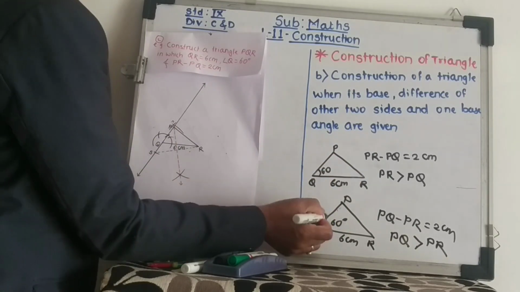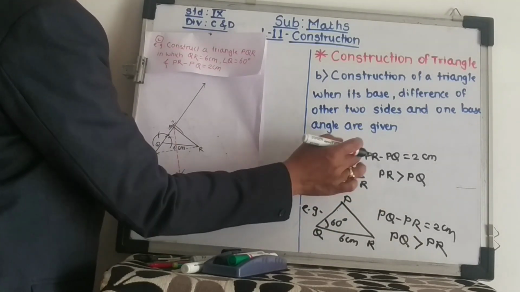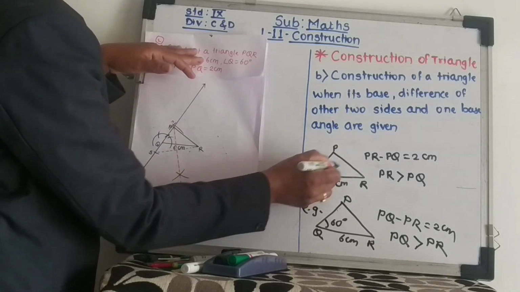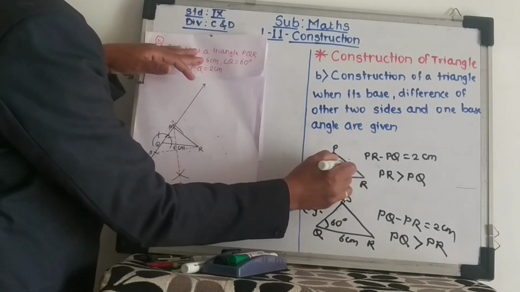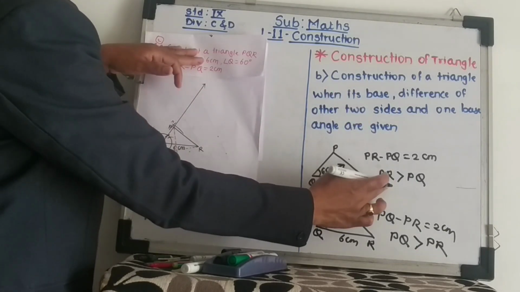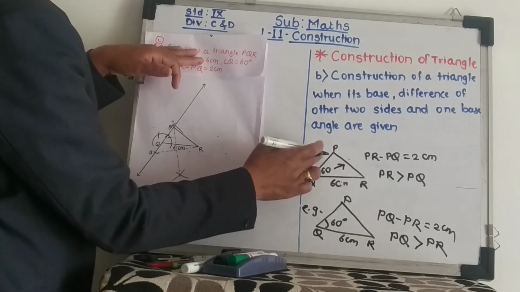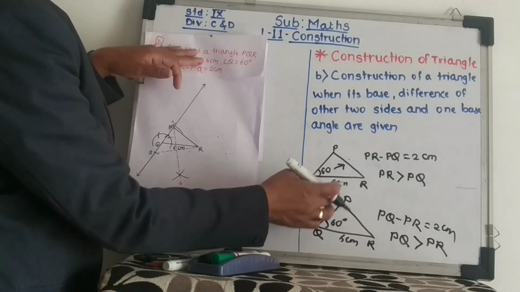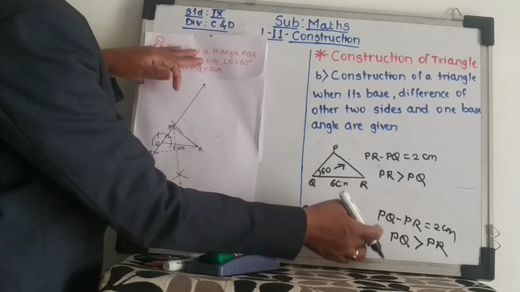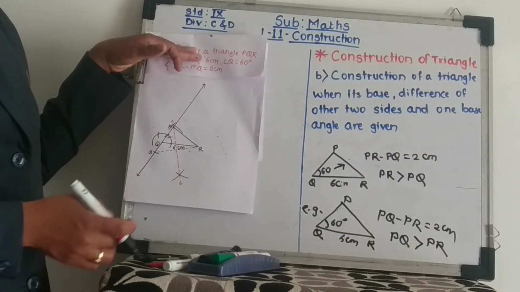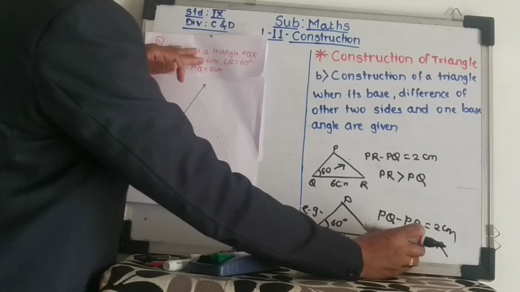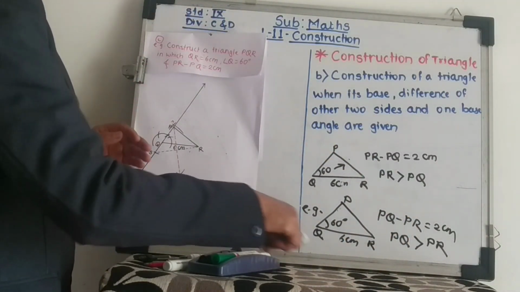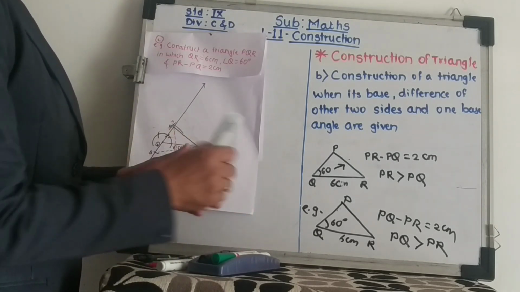In the sum which we have solved right now, the opposite side of that angle was greater. Look, the side opposite the 60 was greater and the adjacent side was smaller. Here it is the opposite: PQ, that is the adjacent side, is greater than the opposite side. Got it? Because of that, for this we will have the construction towards the upper side. Now you might have understood how to do this sum.